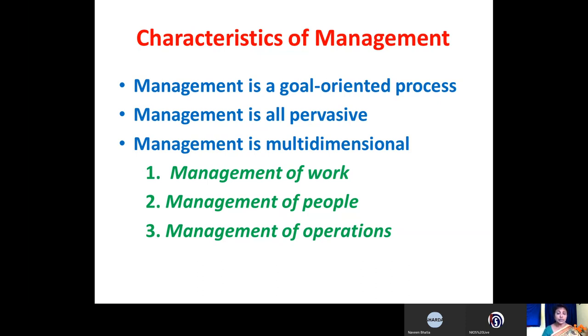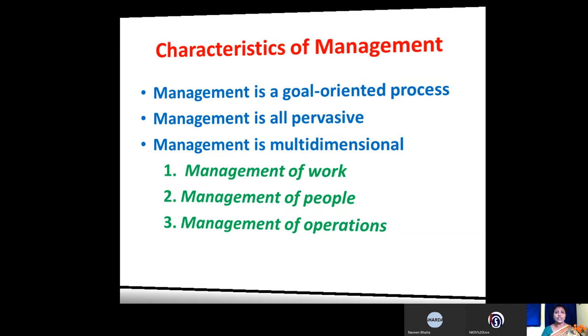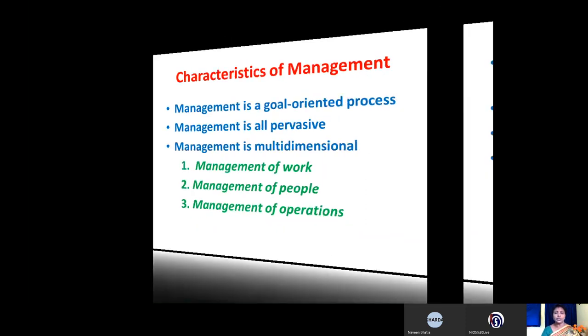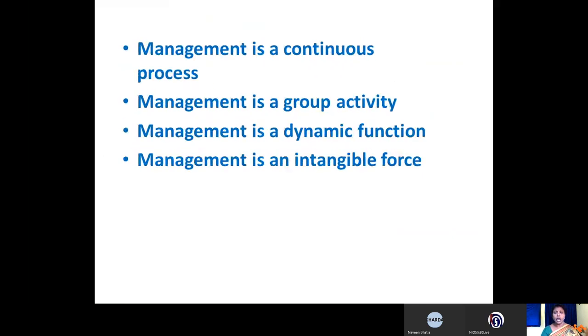The third dimension of management is the operation that is involved. Students, there will be a business cycle that will be involved in the organization. This also has to be managed. So management is not just doing it at a single time. No, it is multidimensional, and it requires management of work, people, and operation. Now let us go to the remaining characteristics of management, students. That management is a continuous process. Now, how can management be a continuous process?